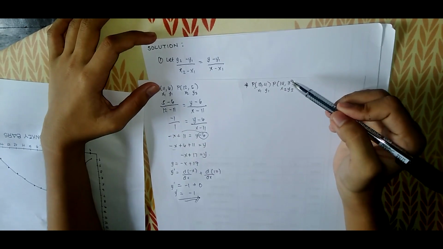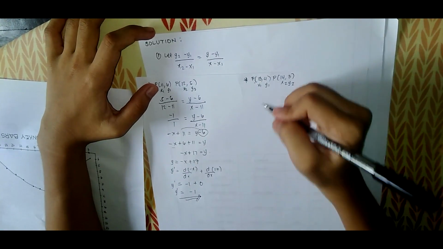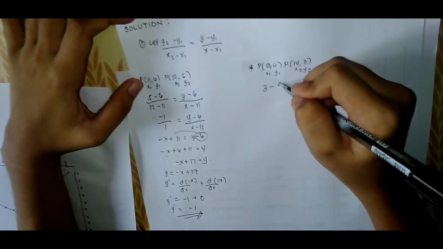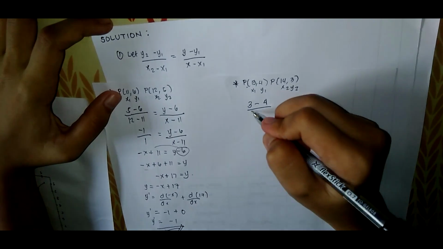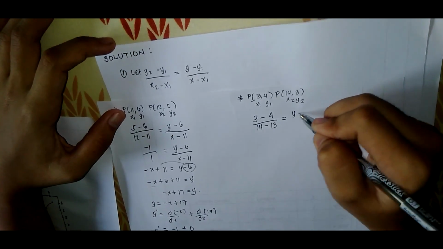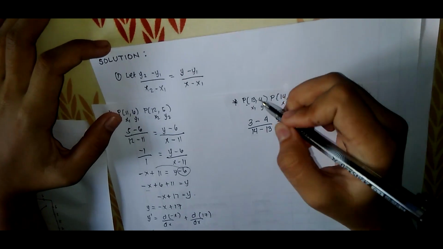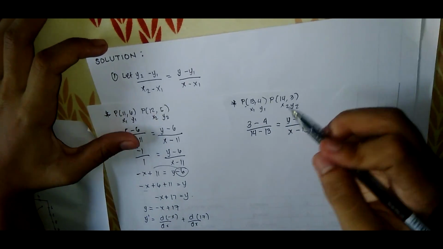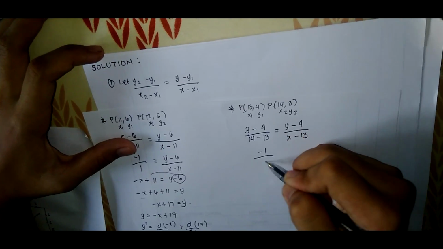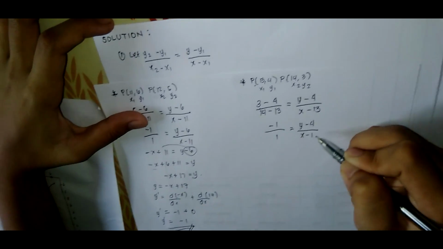Point 13 and 4 and point 14 and 3. So let's substitute these points to the equation. Y sub 2, which is 3, minus y sub 1, which is 4, over x sub 2, which is 14, minus x sub 1, which is 13, is equal to y minus y sub 1, which is 4, over x minus x sub 1, which is 3. Then solve. 3 minus 4 is equal to negative 1, over 14 minus 13 is 1, is equal to y minus 4, over x minus 13.